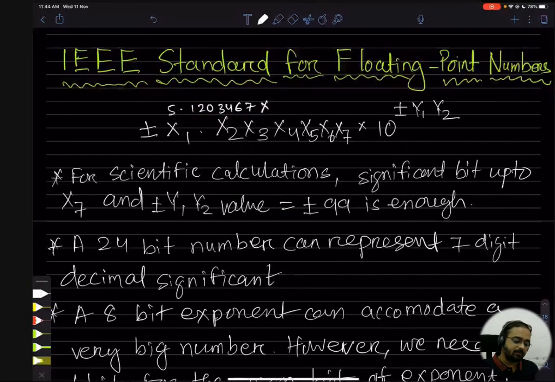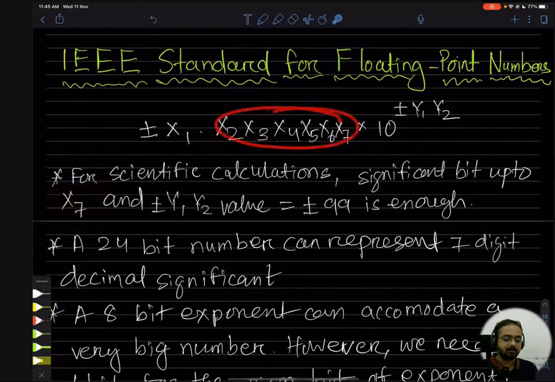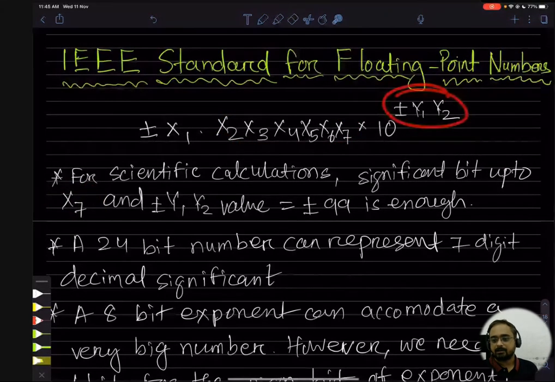And if we multiply by 10 to the power, how much exponent is enough? Plus or minus 99. So we can write something like 99 or minus 99. This type of number is enough to do our normal regular scientific operations. That's why the IEEE format goes for this type of representation, up to 7th place precision, and here you can go for plus or minus 99.